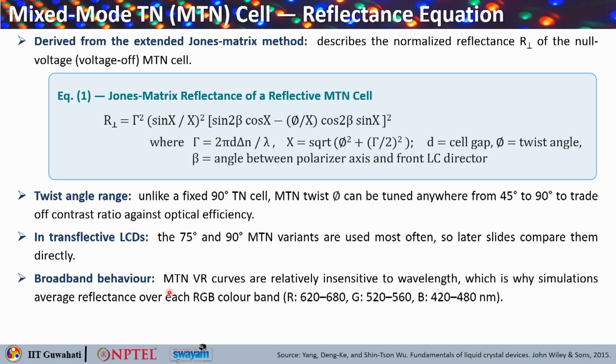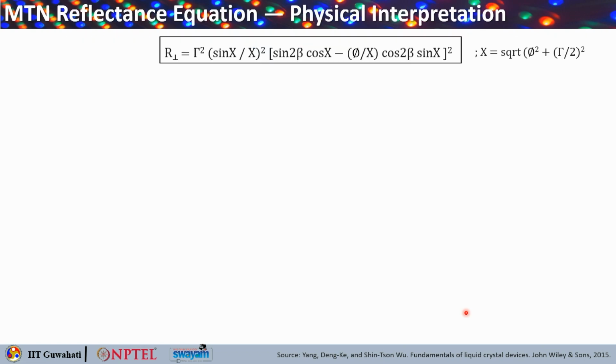Also, these MTN mixed mode twisted nematic cells show a voltage reflectance curve that is relatively insensitive to the wavelength. Which is why the simulations average the reflectance over each RGB color band. So, R can be averaged over 620 to 680 nanometer, G over 520 to 560 and B from 420 to 480 nanometer, right.